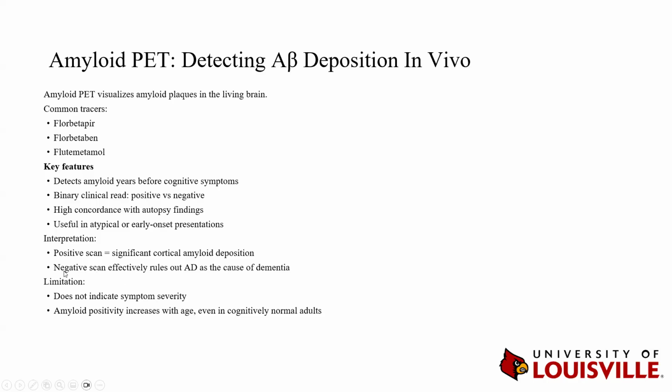One incredibly important thing is a negative scan effectively rules out AD as the cause of dementia at that point. Not to say that they won't eventually go on to develop dementia from AD, but at that point, you're in the clear. It doesn't indicate symptom severity, meaning that the burden of amyloid plaques doesn't necessarily correlate to how demented a patient is, which provides evidence against the amyloid cascade hypothesis, but is also an area for future research. Some cognitively normal patients will eventually accumulate amyloid as well without showing any cognitive signs.